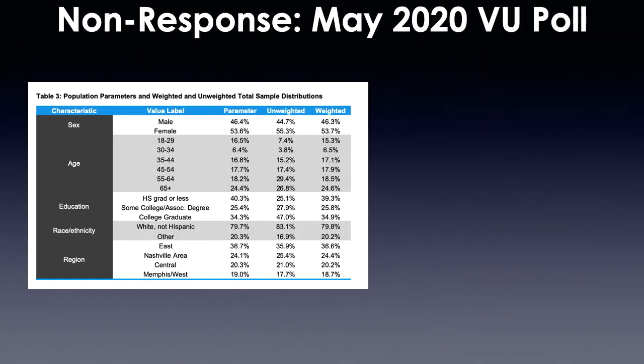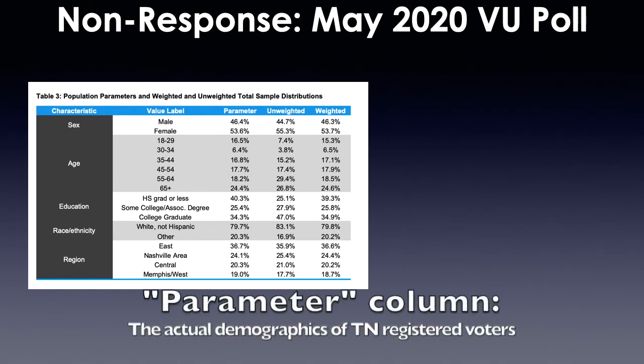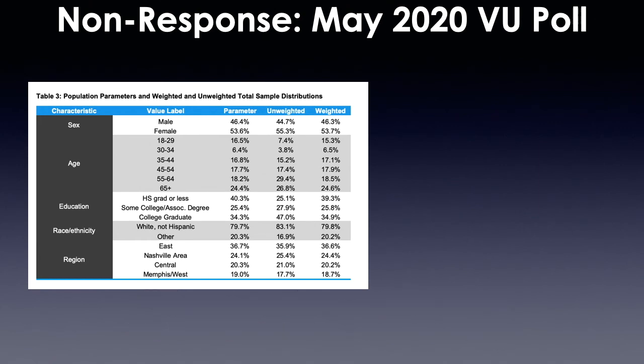The issue of non-response is something that every pollster must worry about today. Here are the results of a recent Vanderbilt poll that Dean Gear and I conducted to gauge public opinion among registered voters in Tennessee. What's interesting is to compare how the unweighted column compares to the parameter column. The parameter column is the percentage of registered voters in Tennessee that share that demographic feature. Thus, 46.4% of registered voters in Tennessee are male, 53.6% are female, 16.5% are between the ages of 18 and 29, and so forth. These values are all provided by either voter registration data or census data.